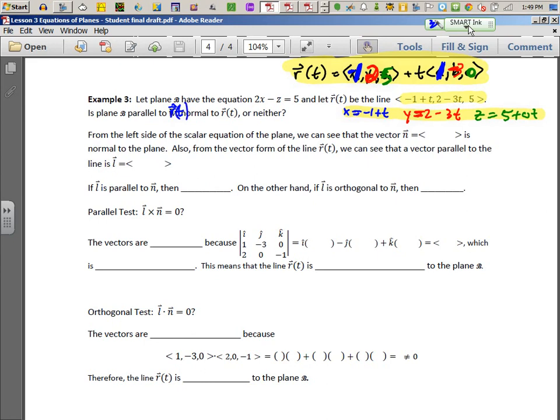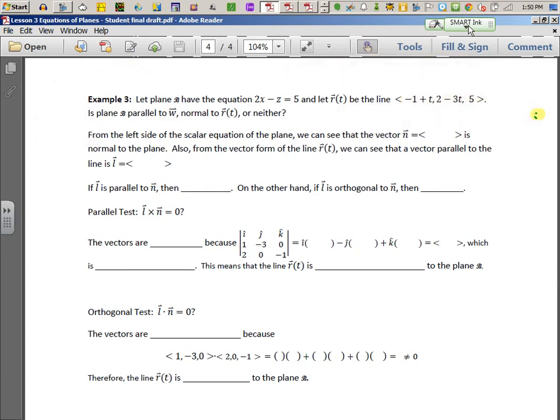So the question is this. It's very simple. There is a line in space. Its name is R of t. There is a plane in space. Its name is B. We actually have the equation of this plane. It's 2x minus z equals 5. The question is very simple. Are the blue and the red parallel? Yes or no? Are the blue and the red perpendicular? Yes or no? In the end of this problem, we're going to find that the answer is actually no, no. It's not parallel nor perpendicular.